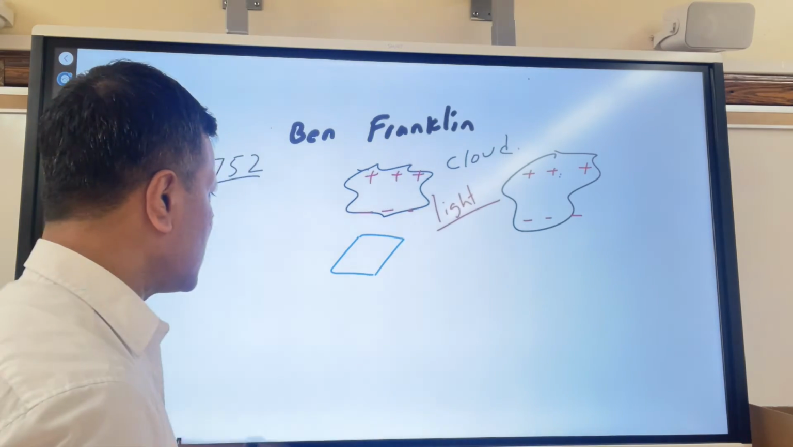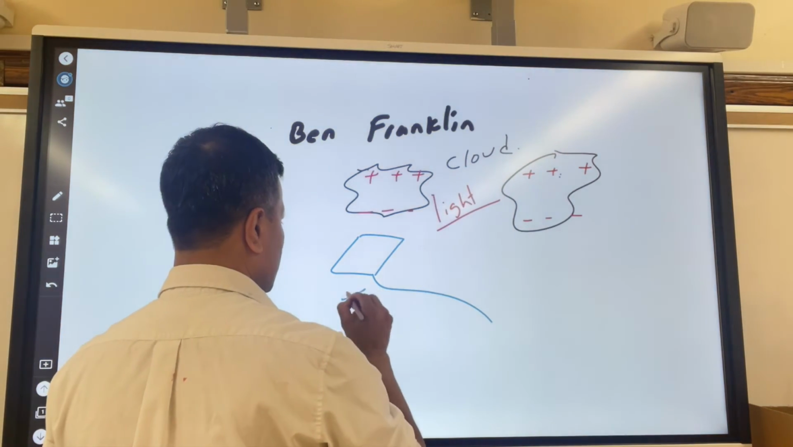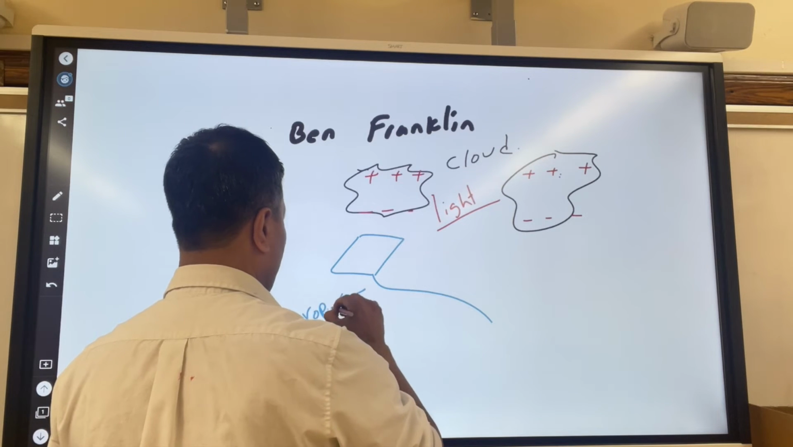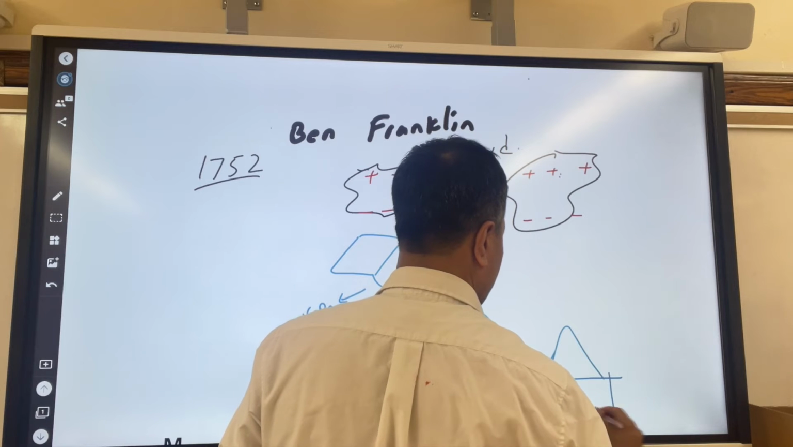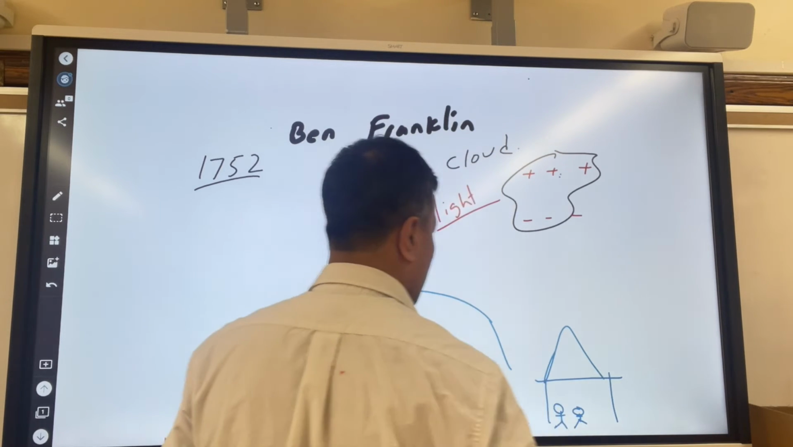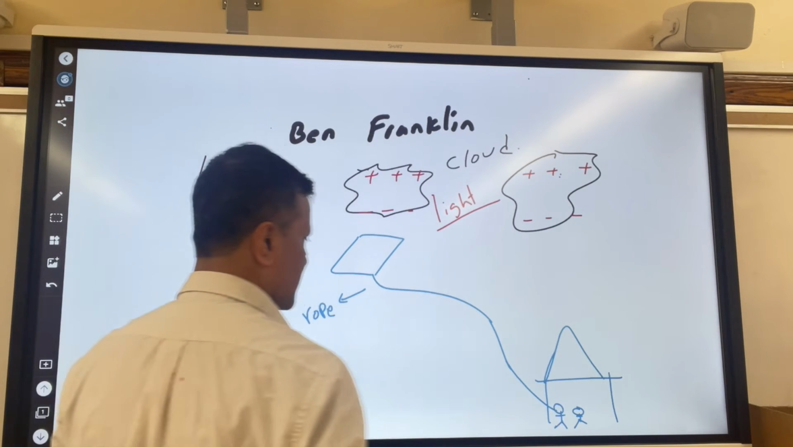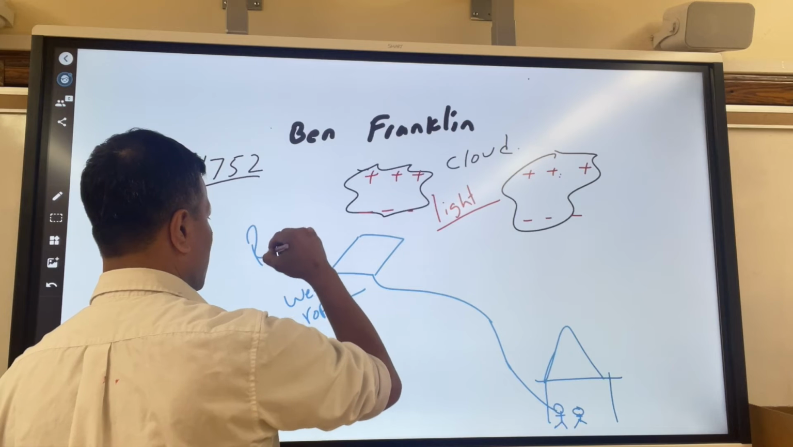So he did use a kite, and this is a rope. This is a rope, all right. And then in here, he would be standing up with his son William, right, and holding on the other end of the rope. So this is a rope. Rope gets wet because it was rainy.